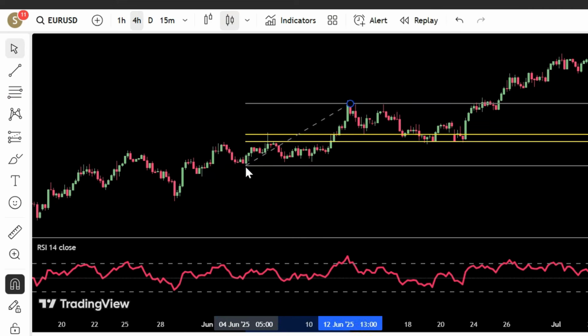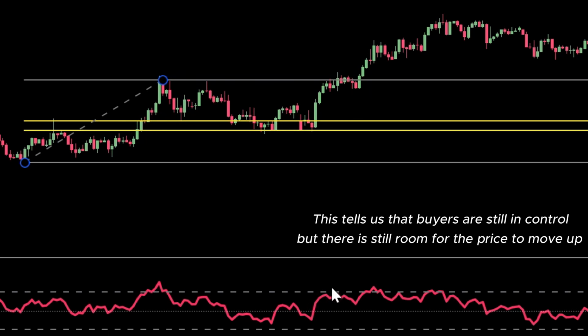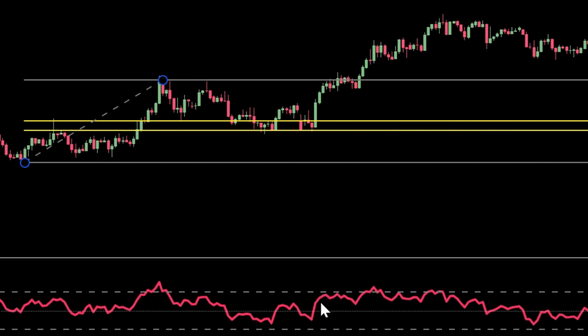Now you see the Fibonacci levels appear on your chart. We wait for the price to reach one of the golden levels, 0.5 or 0.618. Next, we check the RSI. For a buy, we want it between 50 and 70. This tells us the buyers are still in control, but there is still room for the price to move up. It's not overbought yet. If RSI is above 70, we have to be careful because the market may correct.